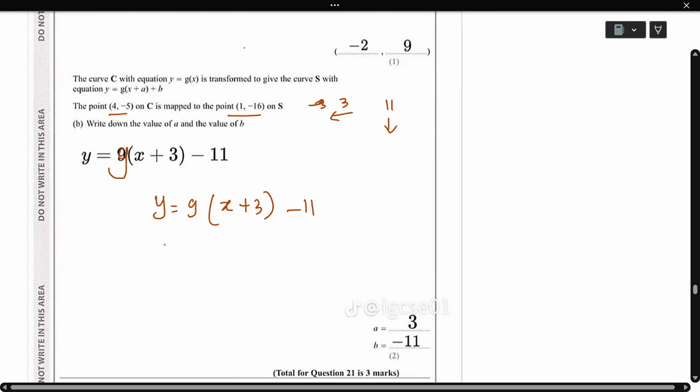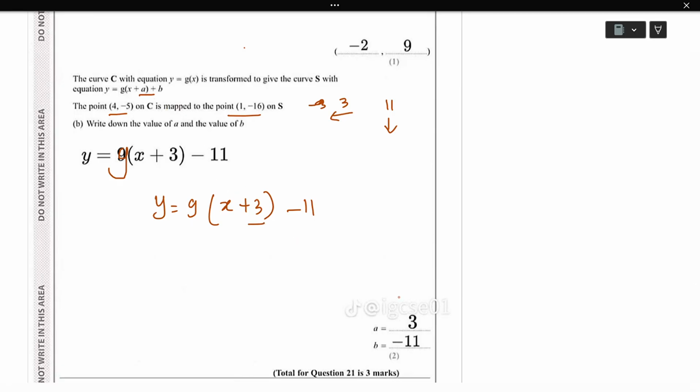So instead of a, what is there? Instead of a, there is 3. Instead of b, there is negative 11. So a equal to 3, b equal to negative 11.